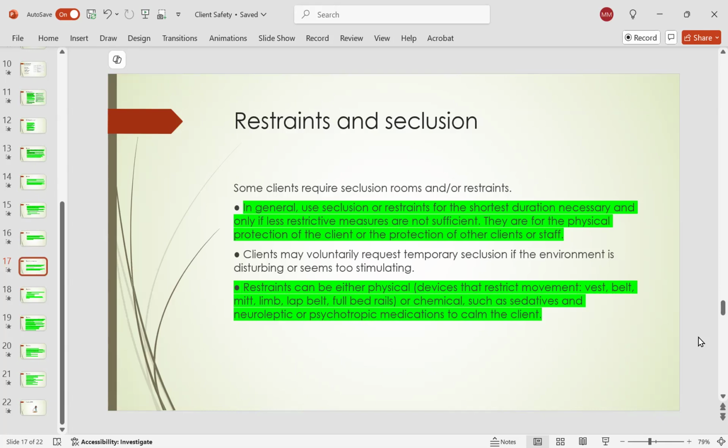Chemical restraints are when we use medications like sedatives or neuroleptics or psychotropic meds, psych meds, not because the client needs them, but to sedate the client and calm them down. Okay. And a chemical restraint requires the same types of nursing interventions as a physical restraint. It's got to be the last resort. You tried everything else and they're putting themselves at risk. They're going to hurt themselves. They're going to hurt another resident or client, or they're going to hurt you or other staff members.